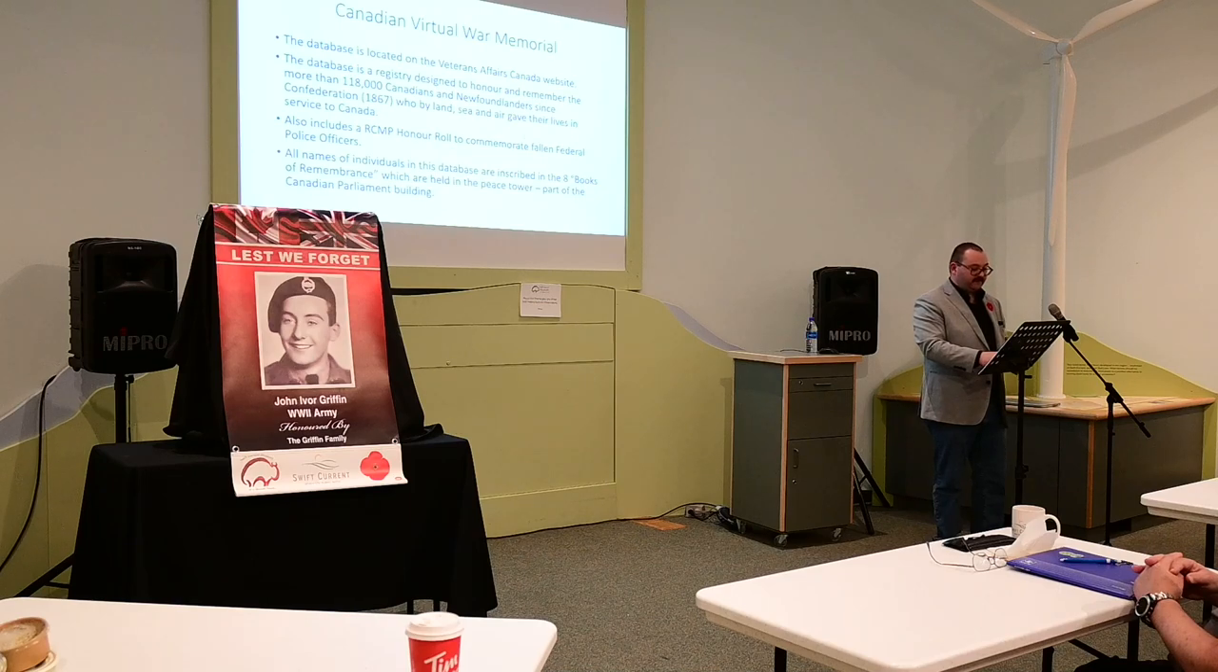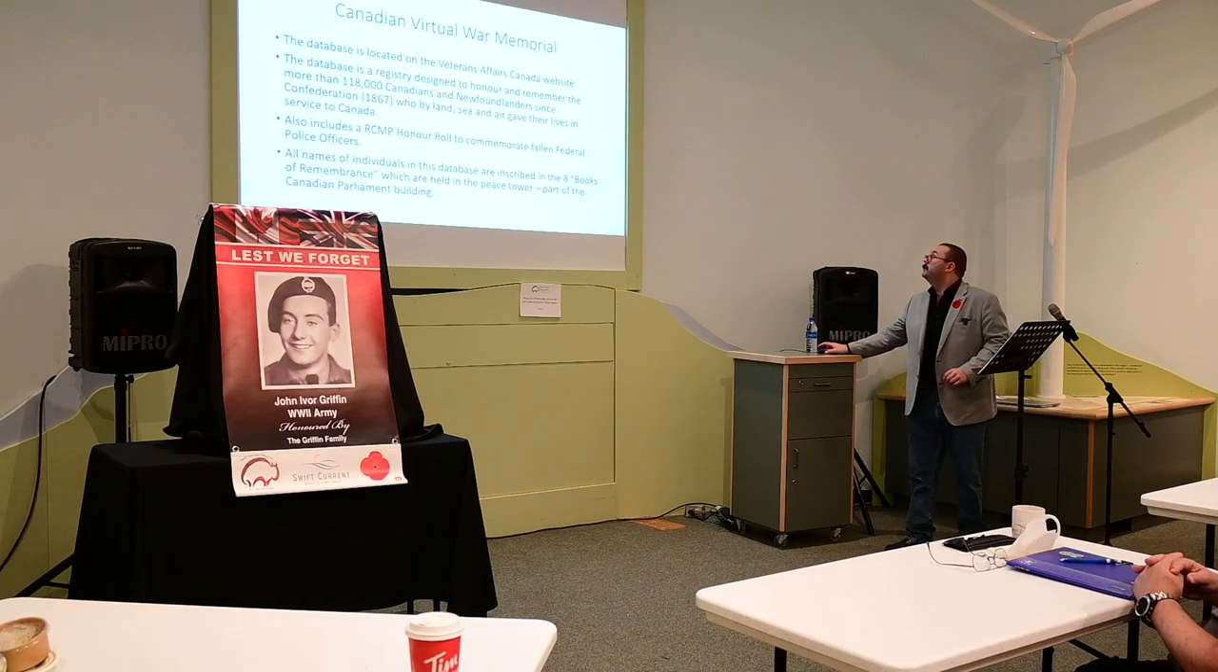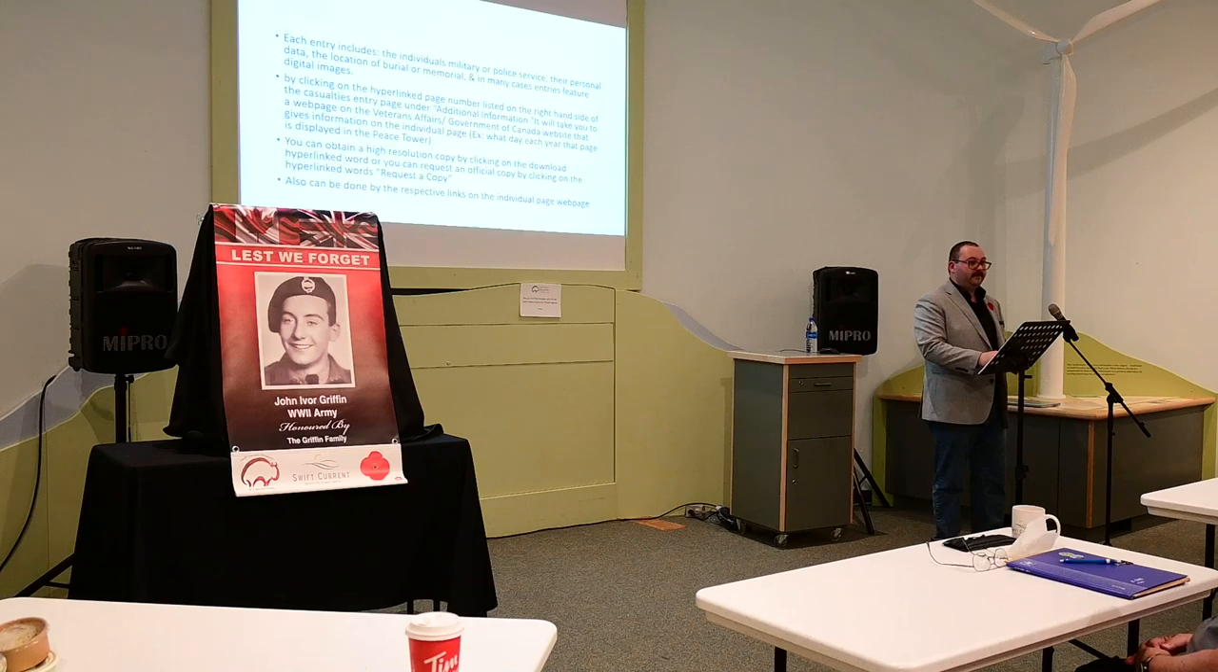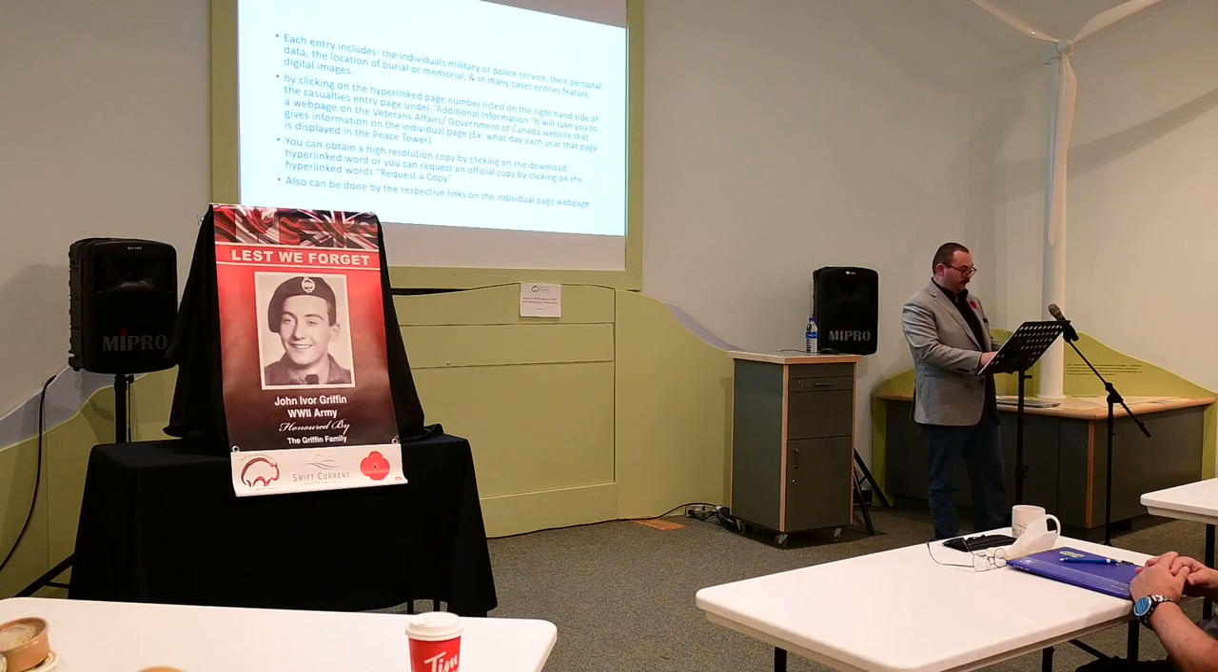All the names of the individuals of this database are the ones that are inscribed in the 8 books of remembrance held in the Peace Tower, which of course is part of our Parliament building. So each entry includes the individual's military or police service, their personal data, location of burial or memorial. In many cases, it'll also feature images of the individual, whether that be from a newspaper clipping or a scanned photo. A lot of the photos that are on there are uploaded by a group who is responsible for the Operation Picture Me project, if you've ever heard of that.